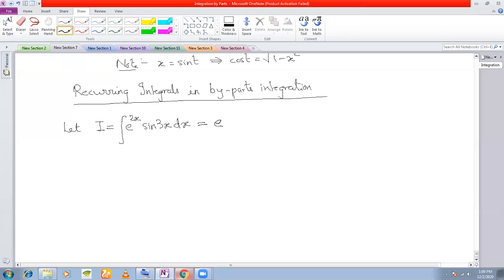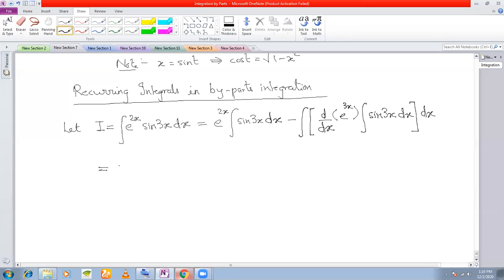You can take it as your second function also, no problem in this case. So you take this as your first function, e to the power of 2x, integral sine 3x dx, minus integral of the derivative of e to the power of 3x into the integral of sine 3x dx, and whole thing integrated with respect to x.